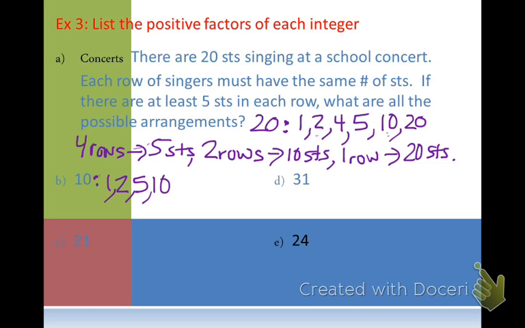C, 21. I know 1 can go into it. 1 can go into everything. Can 2? No, it's not an even number. 3. 3 times what? 3 times 7. 7 might be the next number, but we don't know. Can 4 go into it? No. 5? No. 6? Nope. 7. 7 is the next number, so I'm going to bring 7 over just a little bit more. Since 3 and 7 are your middle, it would be 1 and 21.